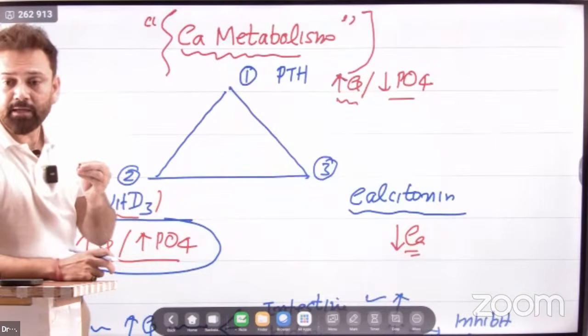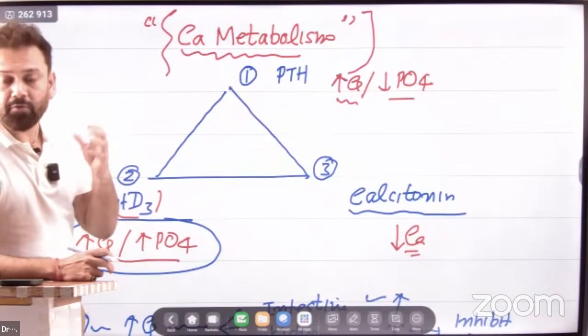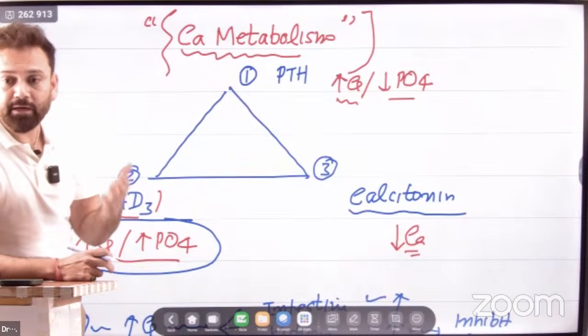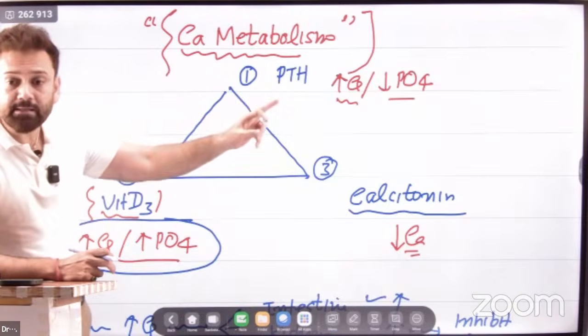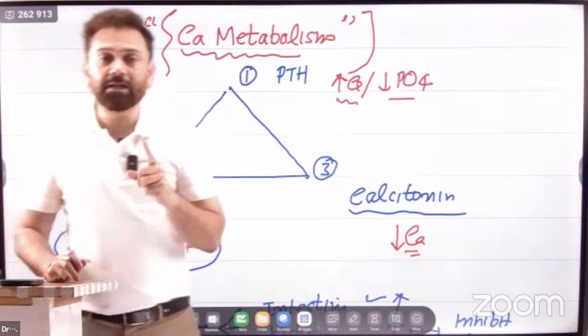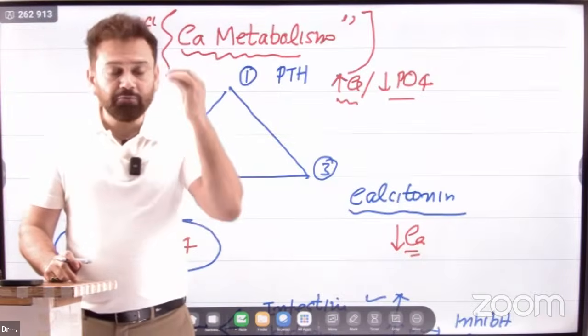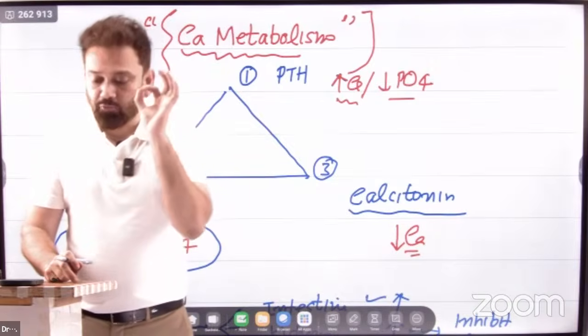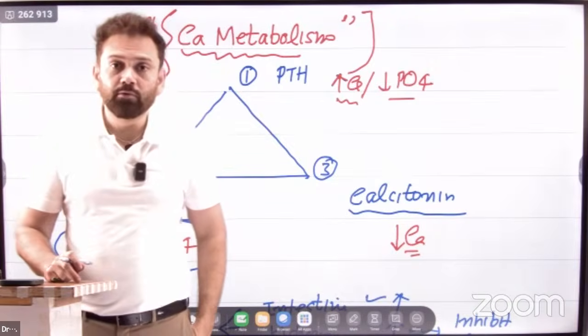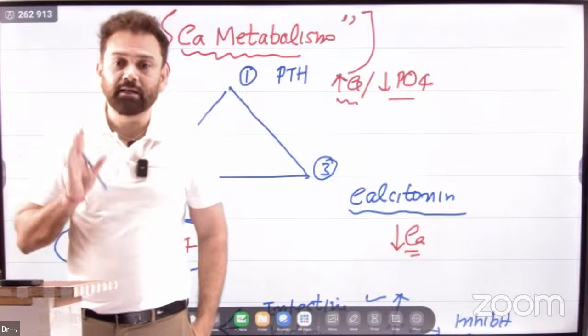So calcium is increased in the blood from where? From intestine, from kidney. And how can phosphate be decreased? By inhibiting absorption from the kidney. So all the functions can be understood if only one point is clear to you. Calcium is more, phosphate is less.